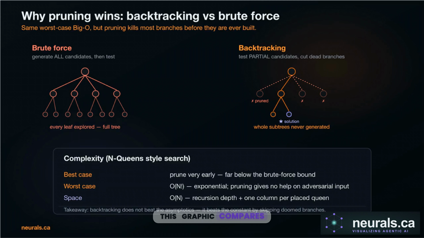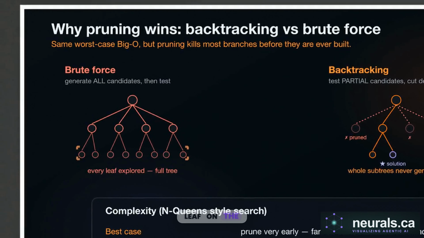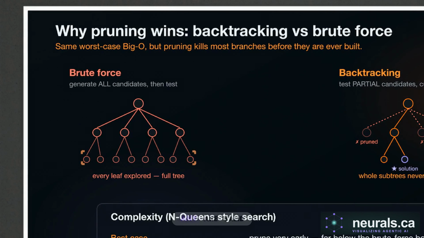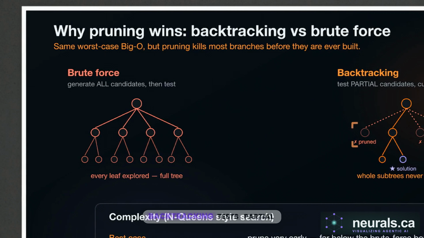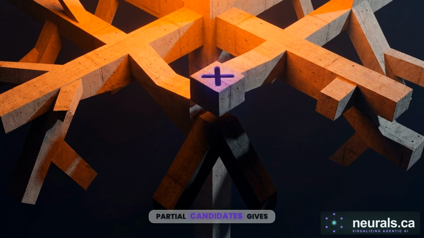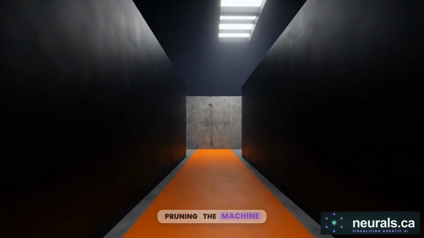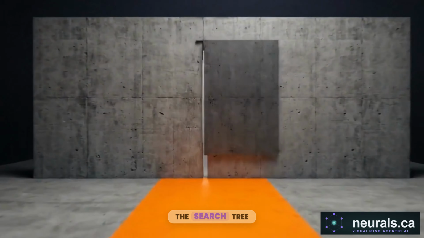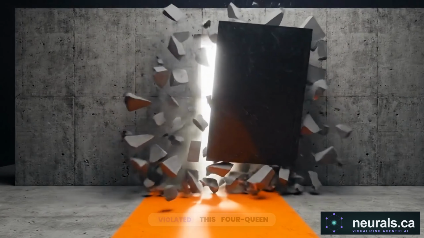This graphic compares the 2 main search strategies side by side. On the left, brute force blindly builds out every complete candidate, generating every leaf on the tree before testing to see if any are valid. On the right, backtracking tests partial candidates as it builds them. Testing partial candidates gives the algorithm its defining mechanical advantage, pruning. The machine immediately drops an entire branch of the search tree the exact moment a constraint is violated.